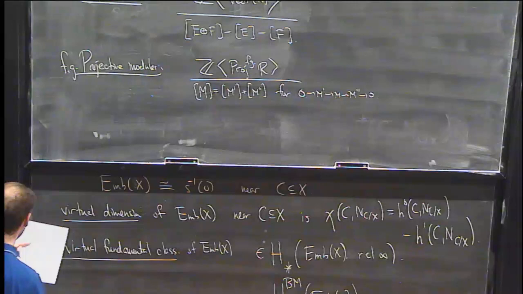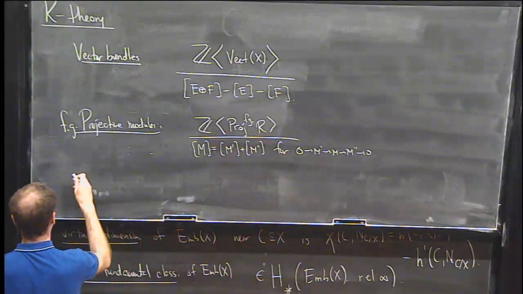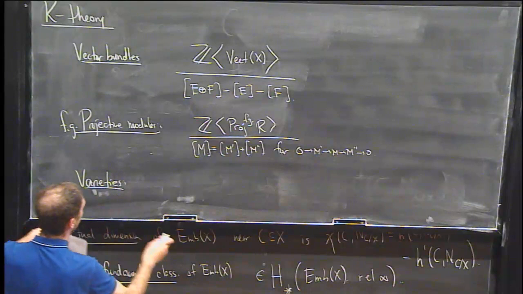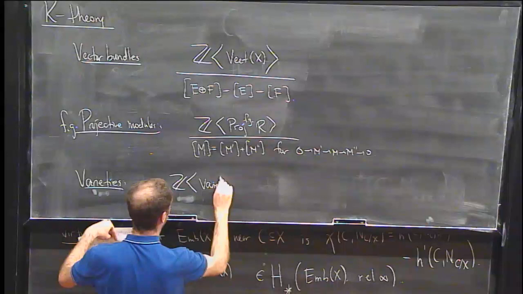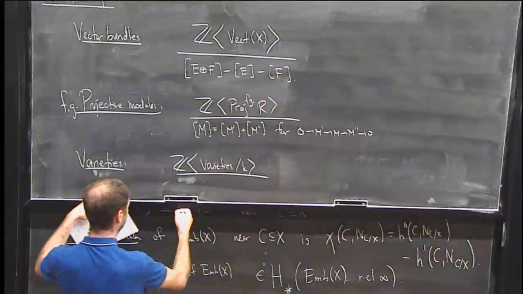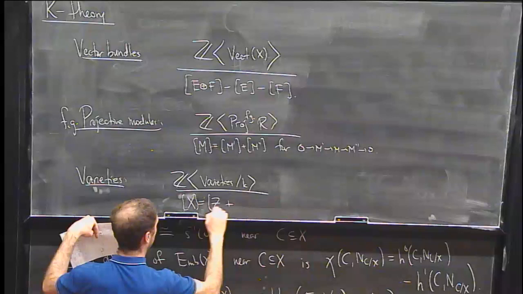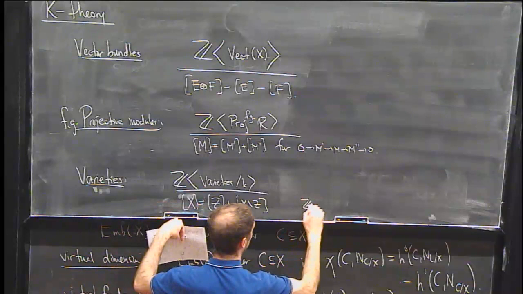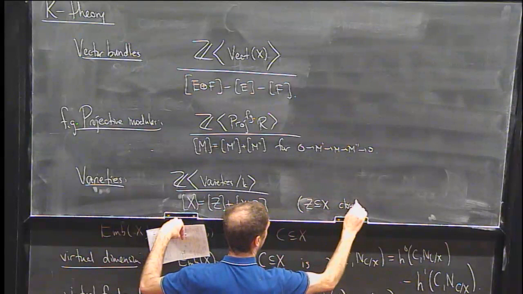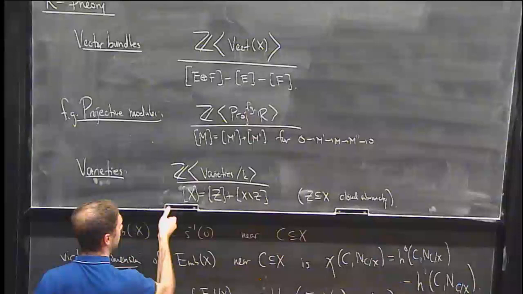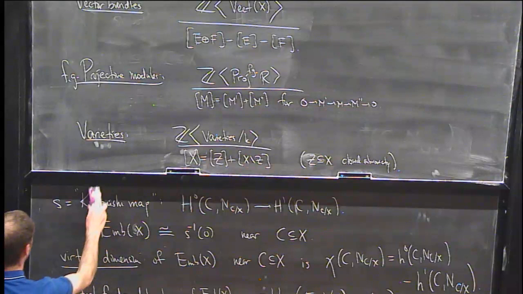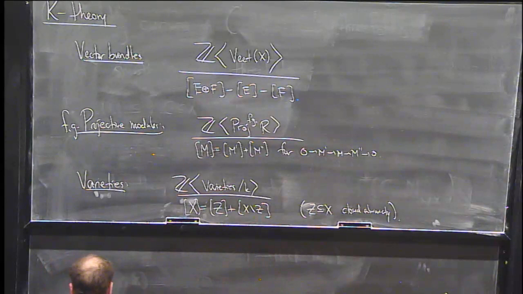But you can also do, these are sort of maybe the familiar ones you've seen, but there's also a so-called Grothendieck ring of varieties. So you just take the free abelian group on varieties over your field K, and you say that X is supposed to equal Z plus X minus Z if Z is a closed subvariety of X. Okay, so this is the Grothendieck group of varieties. Interesting results about this ring.